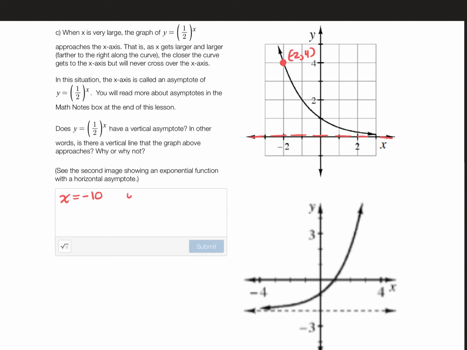So we would have y equals 1 half raised to the -10 power. That's going to be y equals 1,024. Pick another x value, like maybe say x is equal to -100. So now I've got y equals 1 half raised to the -100 power. Again, just type that into your calculator, and you're going to get another kind of weird number when you type it in.